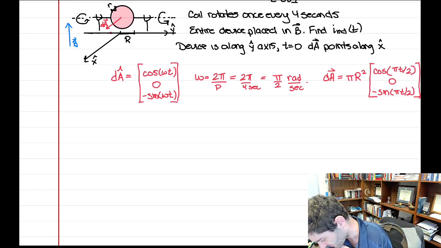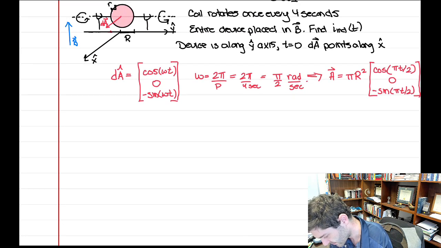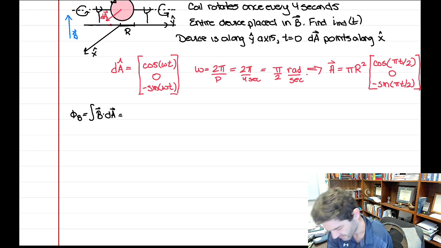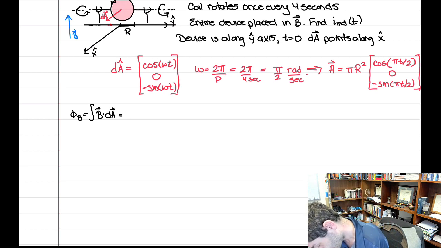Maybe I should call this the A element. So that implies this is the A element, such that if I want to evaluate the flux, which is the integral of B dot dA, B is uniform, but the orientation is changing in this case.